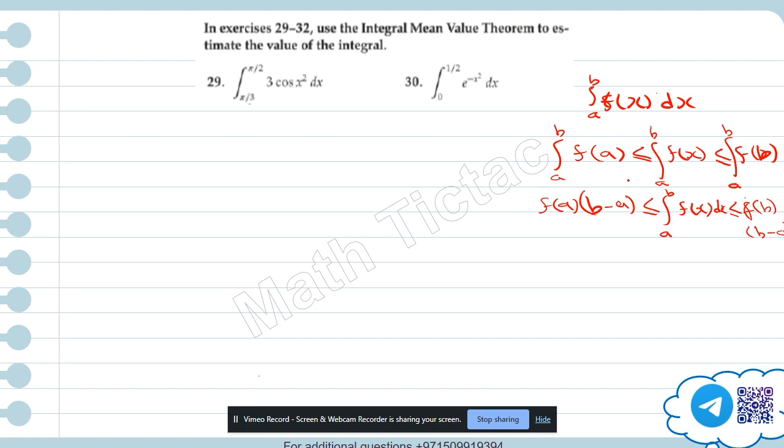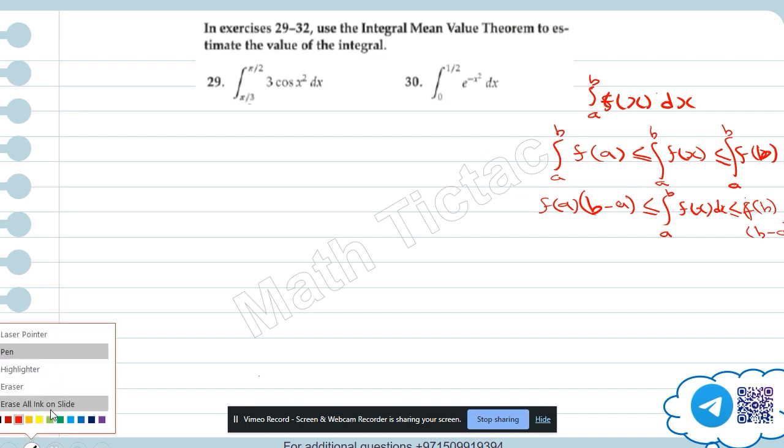If the function is decreasing, it will be the opposite. The same rule exactly, but I put f of b on the left and f of a on the right. So how do we apply this rule? We will see by solving a question, with the steps for applying this rule.